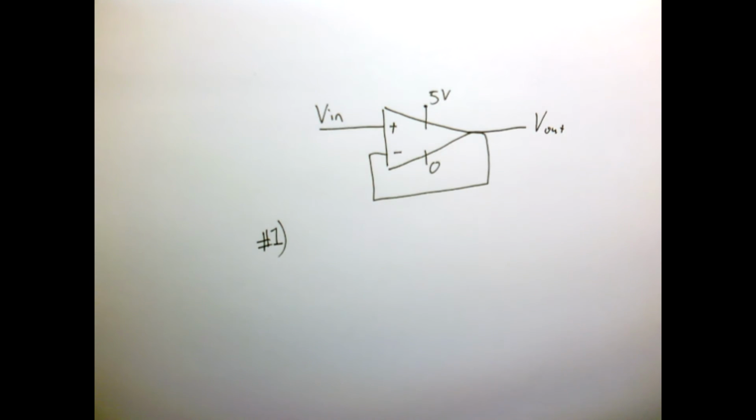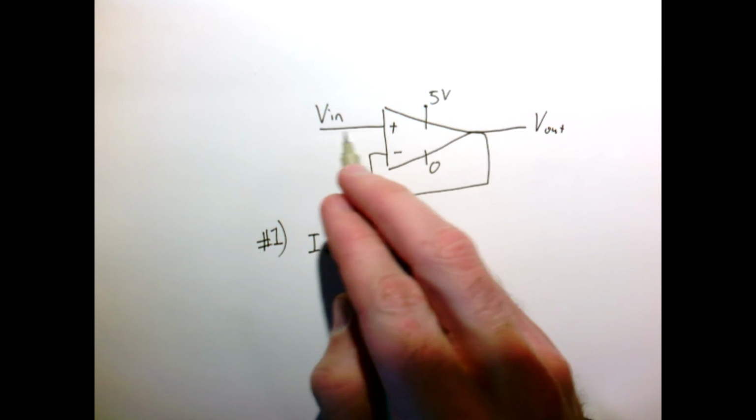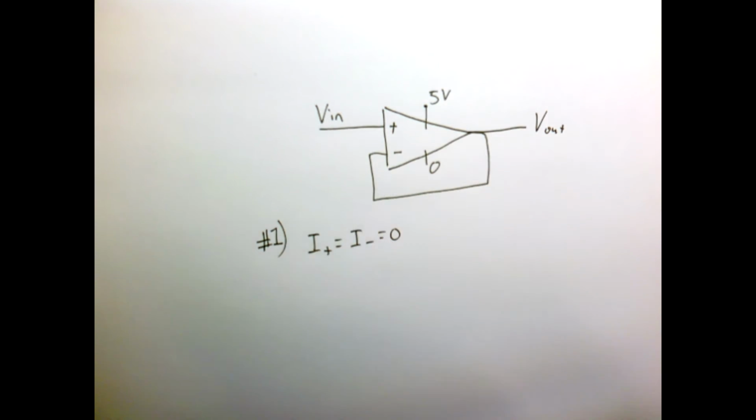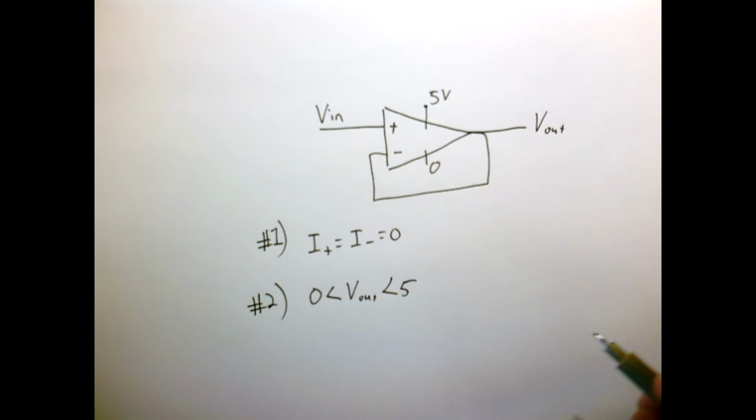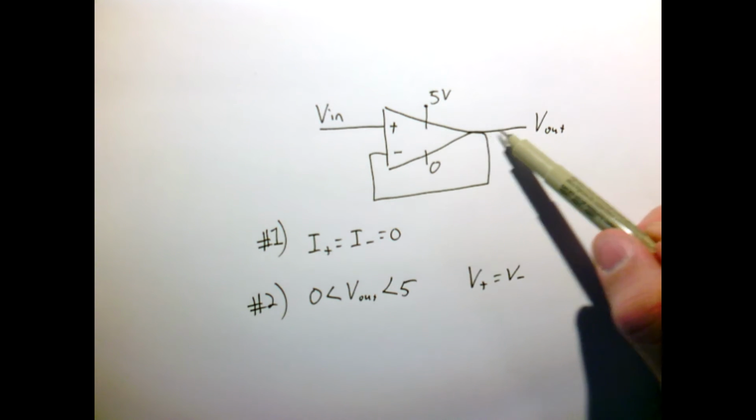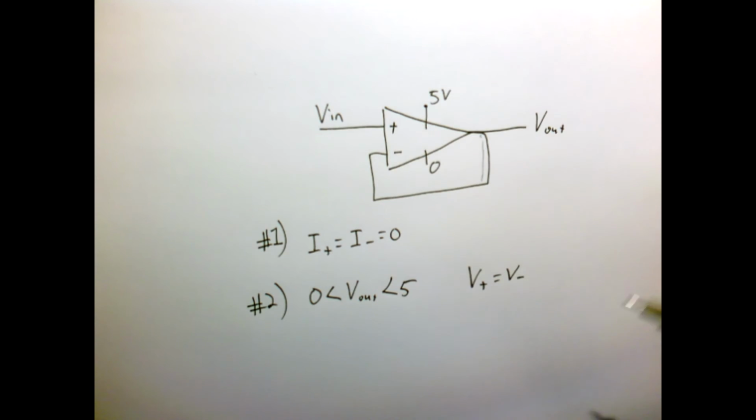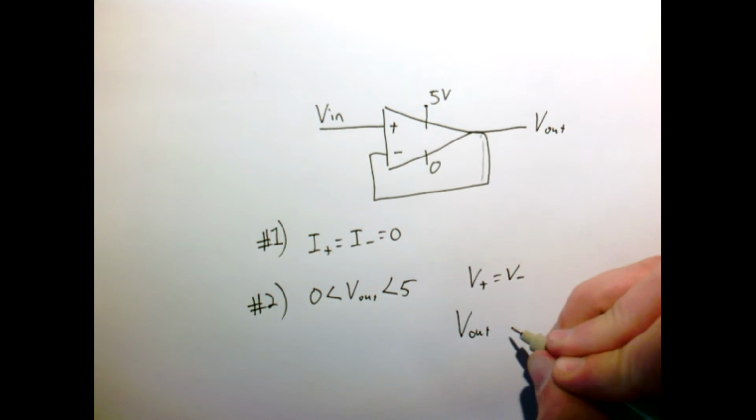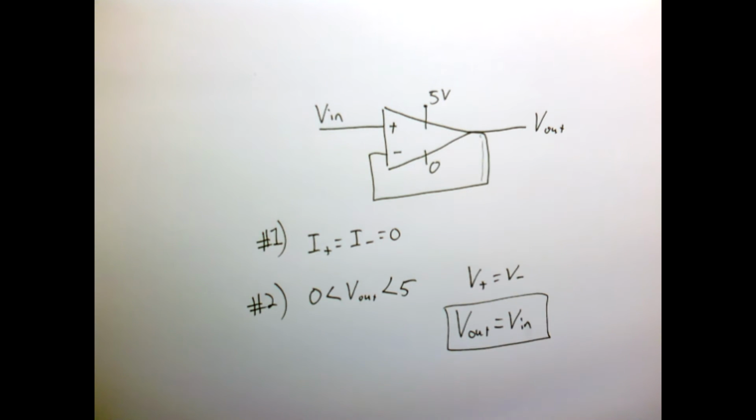Our first rule we talked about was that the input currents were equal to 0. So there's no current on this wire, and there's no current on that wire, which doesn't really seem to do much for now. Our second rule was that if our output voltage was anything other than saturated at 0 or 5 volts, then V plus equals V minus. But in this case, V minus is the same as V out because it's on the same wire, and V plus is V in, so we've built a circuit that simply copies the voltage. V out is equal to V in.